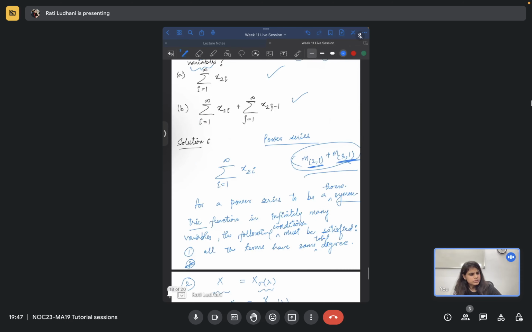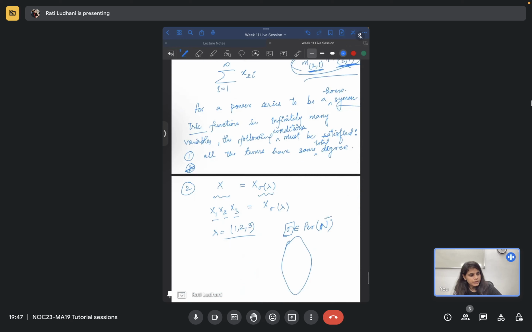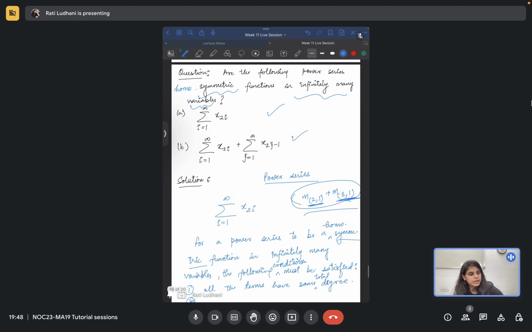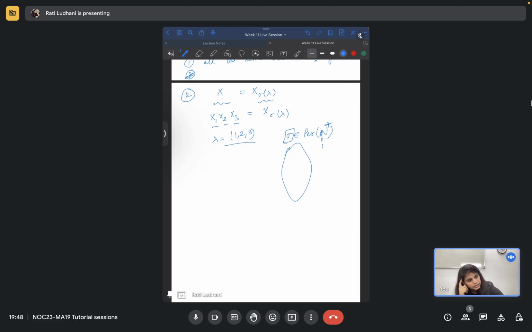So are we allowing 0? I'm writing n plus because we are not allowing 0 right now. So sigma belongs to the permutations of n plus, infinitely many variables, and we are talking about n plus. Or maybe I can write p. So this is 1 2 3 and so on, and the other side you have 1 2 3 and so on. So there should be a permutation.